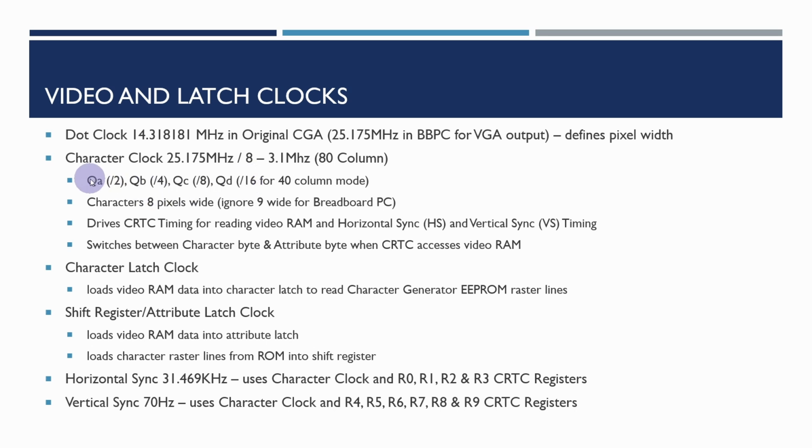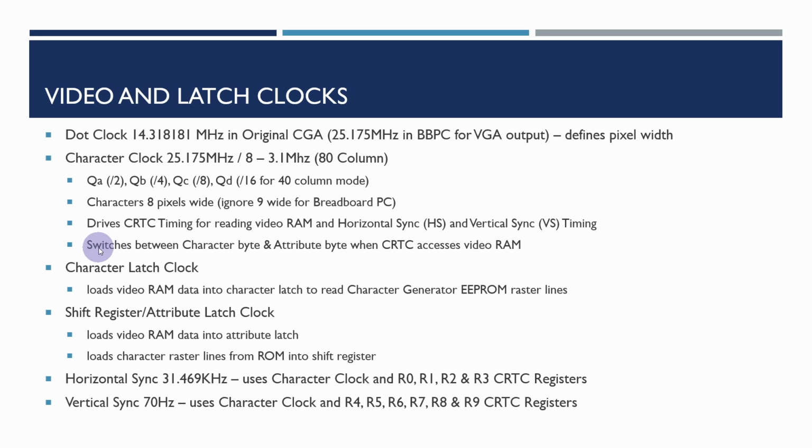So in fact, we're normally only using QA, QB, QC for 80 column modes. But when we're looking at 40 column mode, we tend to use B, C, and D. So the dot clock frequency is effectively 12.5 megahertz. So the characters are 8 pixels wide, so we're ignoring the 9 wide for Breadboard PC. And this drives the CRTC timing for reading the video RAM, generating the horizontal sync and vertical sync timing.